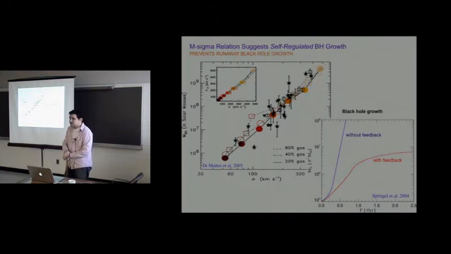Marginally. Yeah. But again, the rates you calculate there are so super-Eddington during the phase where this feedback matters that capping it at Eddington seems like a reasonable thing to do.